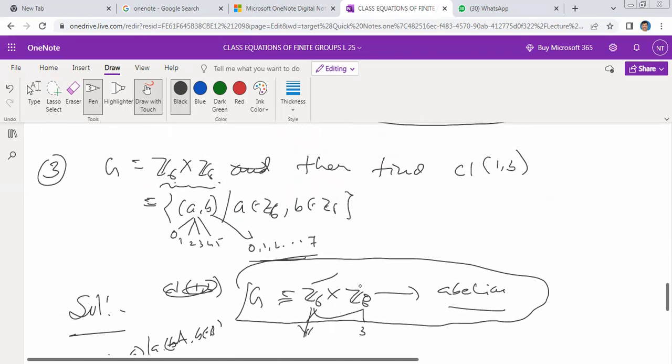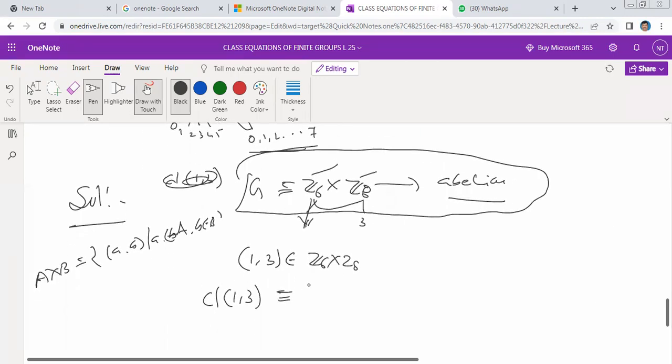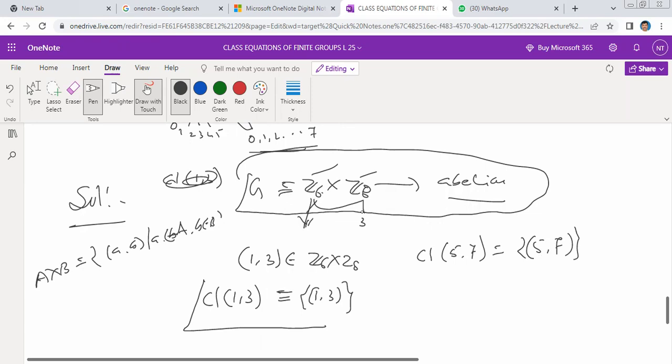Because Z6 is abelian, Z8 is abelian. Yes, that's the correct answer. Whenever this is an abelian group, the class of this, because the outcomes are ordered pairs. So is there any other element? Here it is 5, here it is 7. What is the class of 5 comma 7? Just identify whether it is abelian or not. Because this is abelian, the Cartesian product is abelian, therefore G is also abelian.